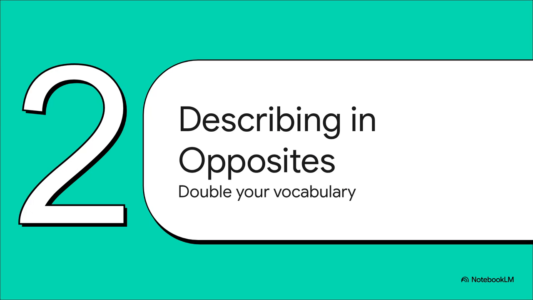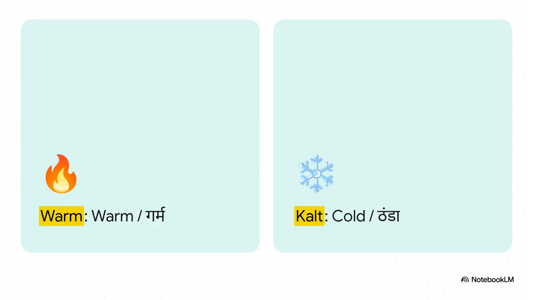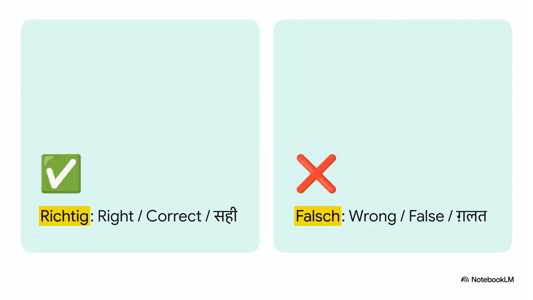Now for a fantastic memory trick, learning words in pairs of opposites. This is so powerful because when you learn one word, your brain automatically cues up its counterpart. You essentially get two for the price of one. Let's kick this off with temperature. On one side, we've got warm, like a cozy cup of coffee. On the other, kalt, for a freezing winter day. Simple, but absolutely essential.